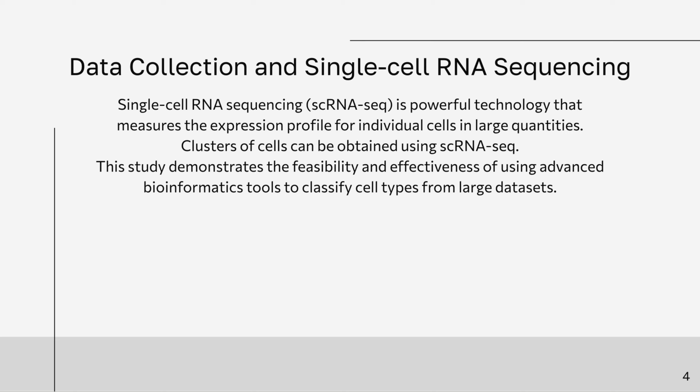One of the primary challenges in bioinformatics is the management and analysis of large datasets. Single-cell RNA sequencing is a powerful technology that measures the expression profile for individual cells in large quantities. Clusters of cells can be obtained using single-cell RNA sequencing, but manually annotating cell types is difficult and time-consuming. Effective classification of cell types from such data is critical for understanding the complex cellular diversity within organisms. This capability is particularly important for environmental studies, when sequencing of multiple species can provide comprehensive insights into ecosystem health.